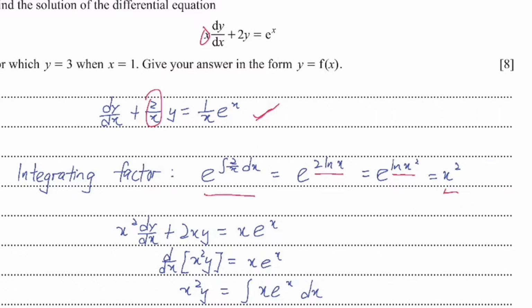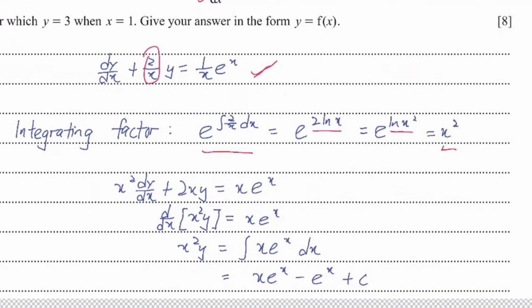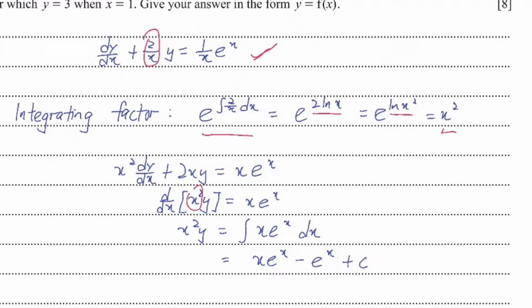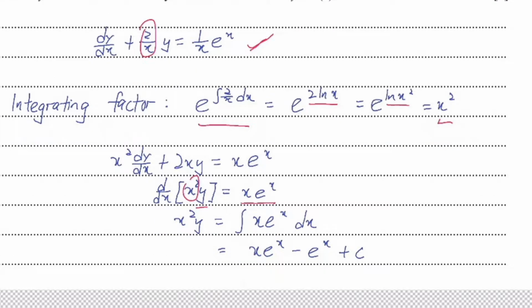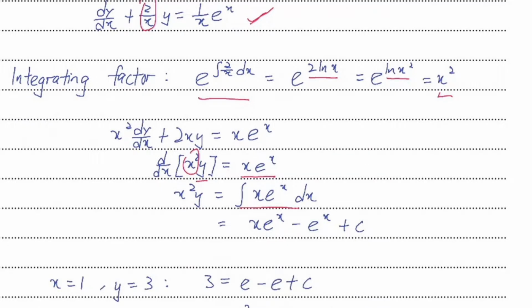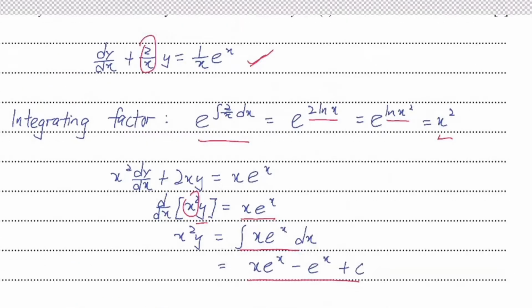So after that, the left hand side, no matter how complicated it is, we always have x squared, which is the integrating factor, multiplied by the dependent variable, which is the y. And when we multiply, the right hand side will just become x e power x. So from there we can integrate both sides. This means we have to integrate x e power x. We just have to use a little bit of integration by parts to integrate it. If you use by parts, this is the result.